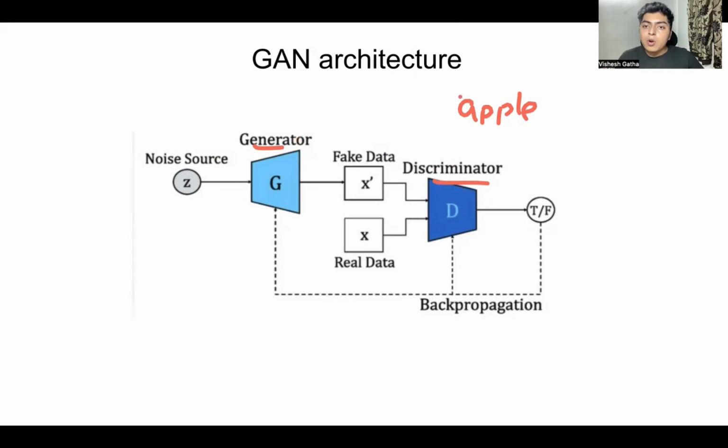If it does not match with an apple, then the logic of back propagation is used and the cycle is followed again. This cycle continues until the generator is able to create an image that almost looks like an apple, and the discriminator considers it a real apple.